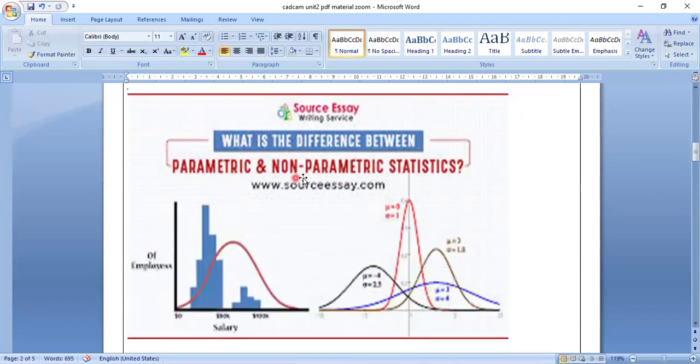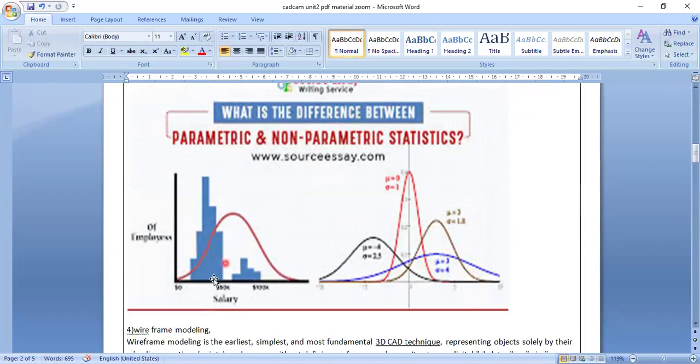If I take this diagram, you can see the difference between a parametric and a non-parametric scale. Here you have the number of employees and the number of salaries. Salaries are taken on the x-axis, employees on the y-axis. Here some bar diagrams are drawn. This is generally a parametric situation. Here this is a non-parametric situation. It is given by some lines.